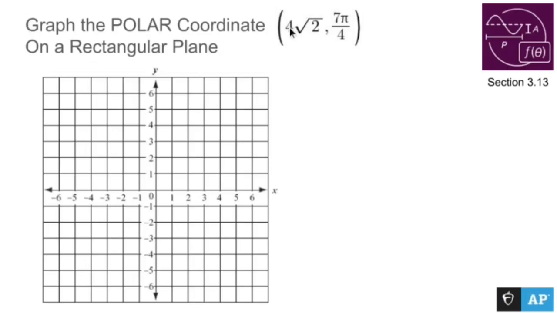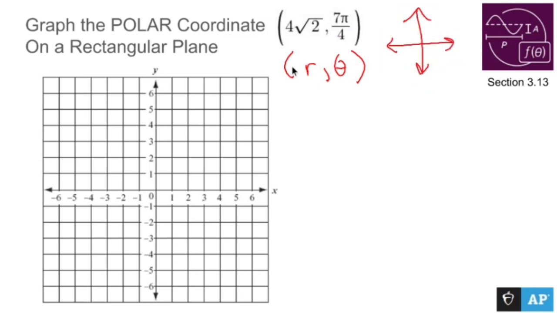Graph the polar coordinate 4 root 2, 7 pi over 4. Now this is a polar coordinate, and polar coordinates are in the form (r, theta). Now, when I graph this, I'm going to make a rough draft over here just so we can compare the two.